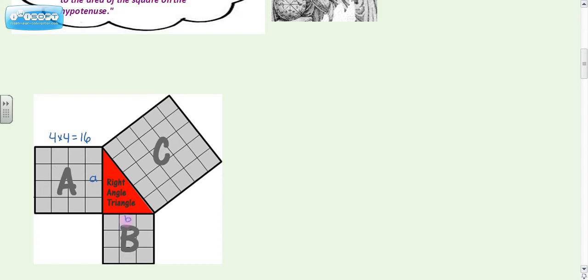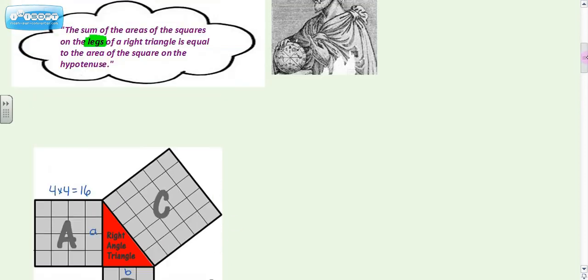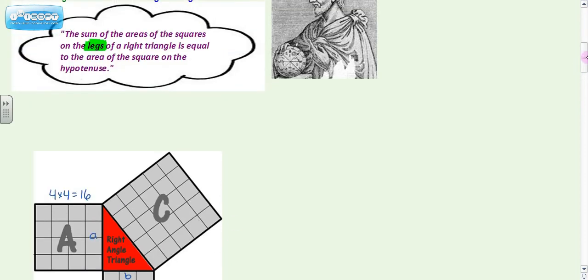The other side B here has 3 squares, so the square of a 3 square length side is 3 by 3, which is equal to 9. So his statement says that the sum of the areas of the squares on the legs of the right-angled triangle is equal to the area of the square on the hypotenuse.